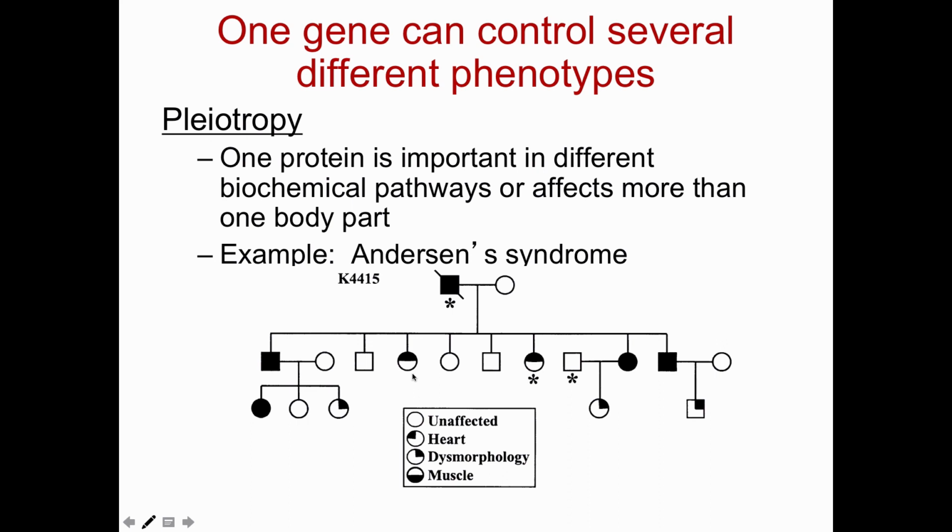So when you see this kind of thing, that's obviously not straightforward, right? So that gives us an idea that this is pleiotropy, that there's more than one gene, pardon me, one gene influencing a number of different traits.